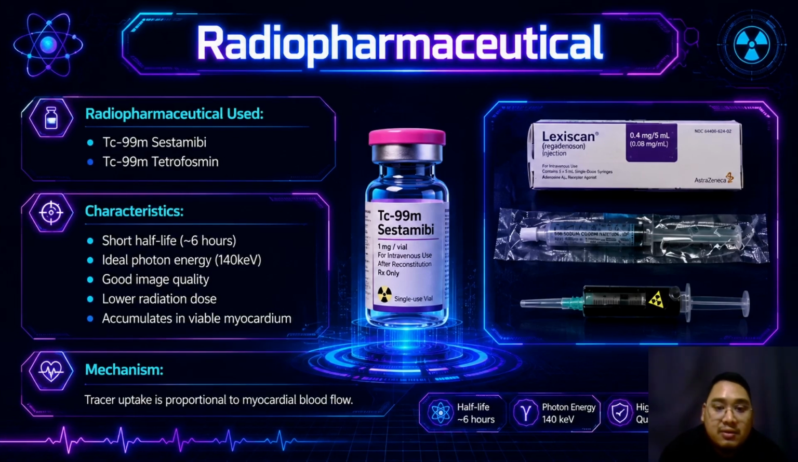For the radiopharmaceutical, the most commonly used radiopharmaceuticals in MPI are Tc-99m Sestamibi and Tc-99m Tetrofosmin. Both agents accumulate in viable myocardial tissue, and their uptake is proportional to the myocardial blood flow. Tc-99m has a short half-life of approximately 6 hours and emits 140 keV gamma photons, making it ideal for gamma camera imaging.